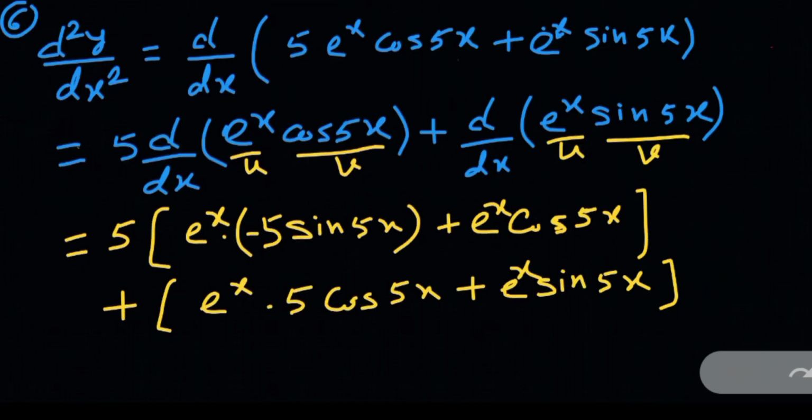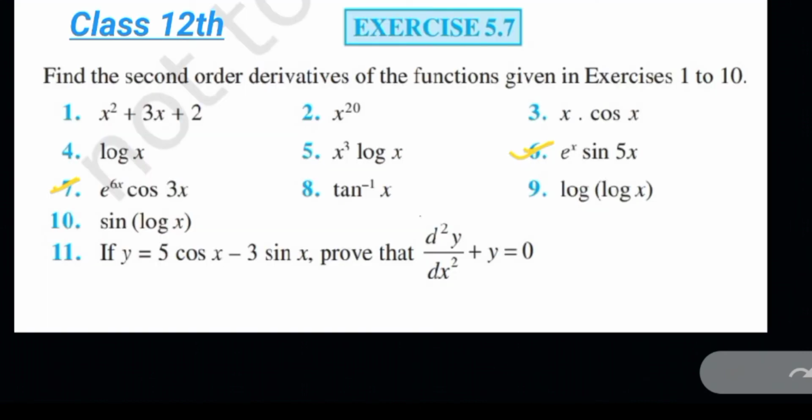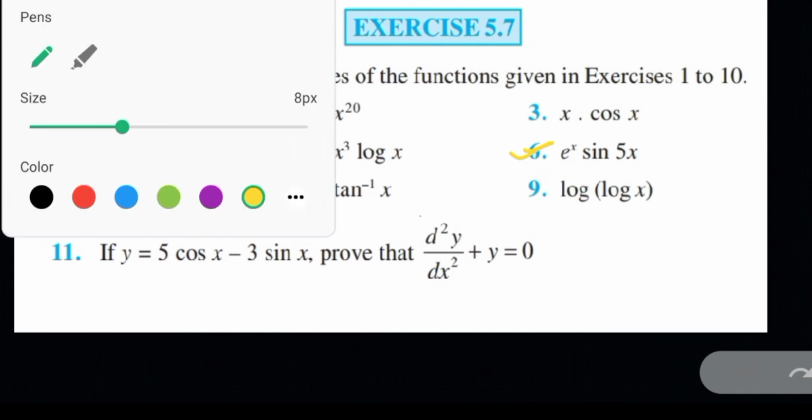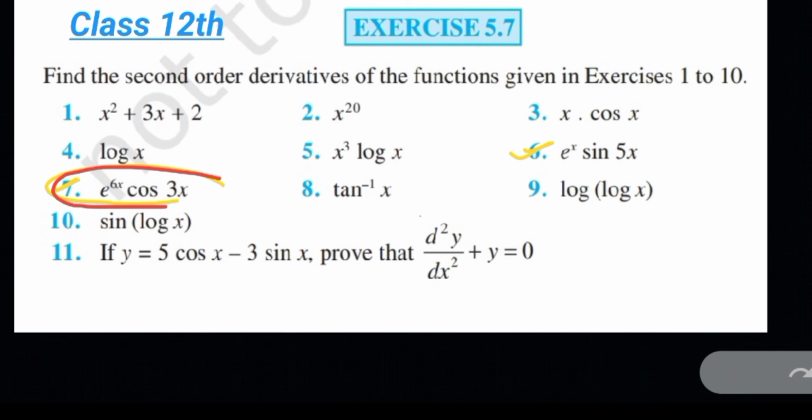Okay, so this was question number 6. Now we'll move to question number 7. So question number 7 is: the function is e to the power 6x cos 3x. We have to find the double derivative of this function. So I am writing the function here.